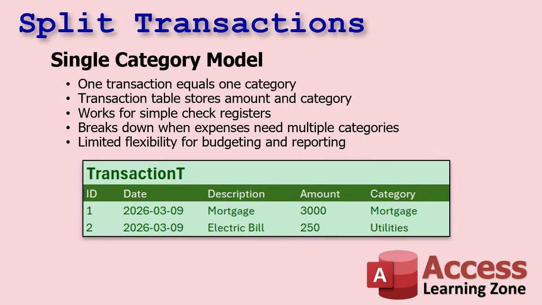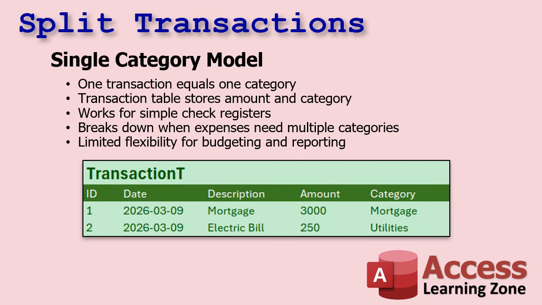Another classic example is a mortgage payment. You write one check to the bank every month, but that payment is actually made up of several pieces. There's principal, there's interest, there's property taxes and insurance that go in through escrow. It's one payment, but those pieces can be categorized differently. And if your database only has one category field per transaction, you hit a wall pretty quickly.